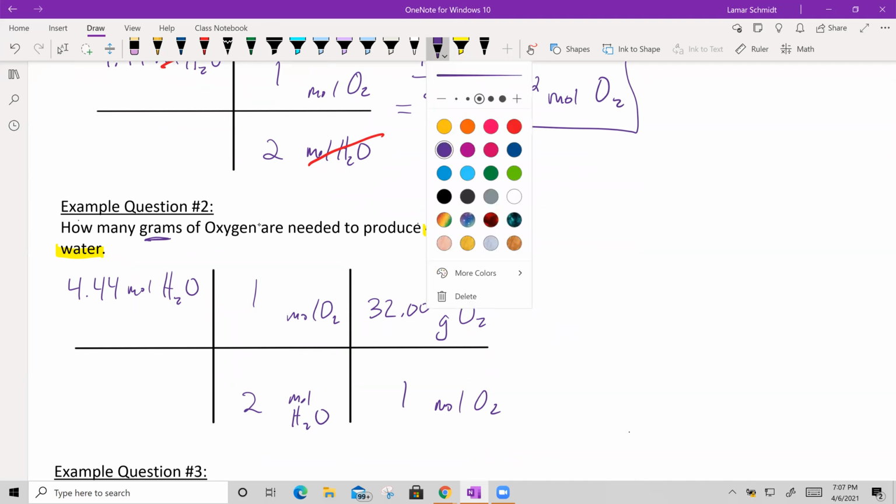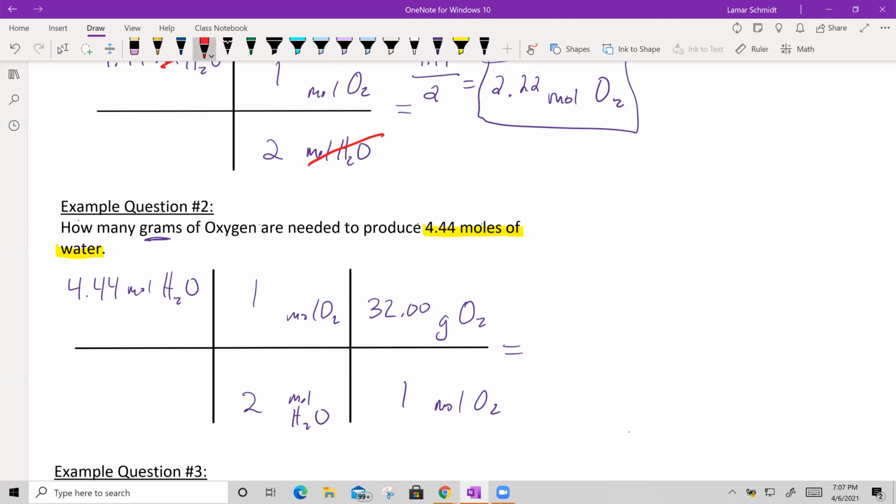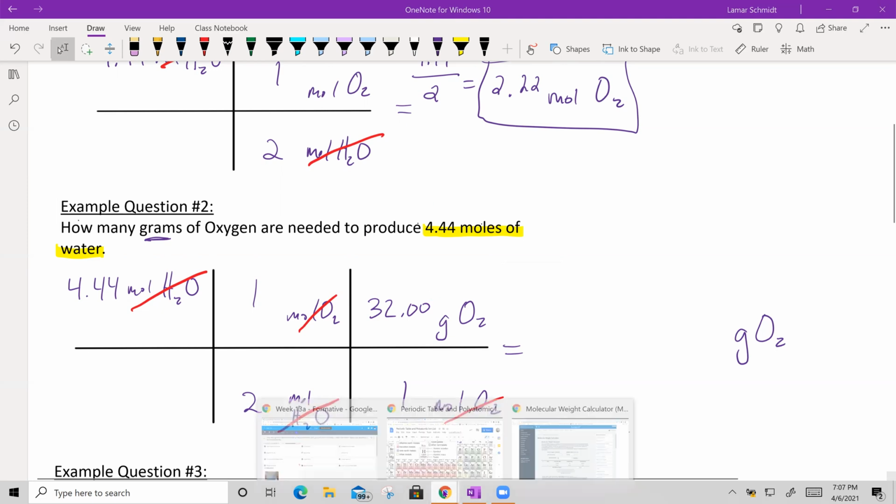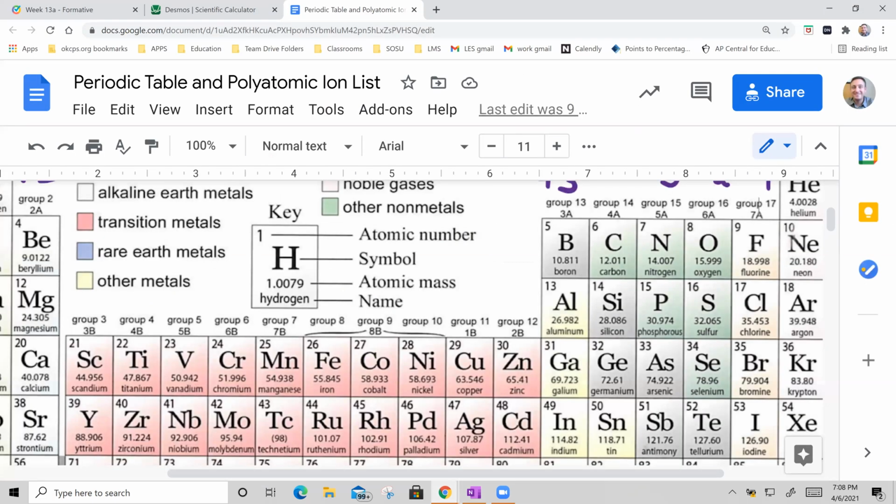So we are now going to cancel some units. And so we see we have moles of water, moles of water, moles of oxygen, moles of oxygen. And now we're left with grams of O2. And that's what we're looking for. And so let's take care of the numbers now. The numbers tell us that we have 4.44 times 1 times 32. So we would put in our calculator, 4.44 times 1 times 32. Now, I would never suggest you putting times 1 in your calculator, as it is a big waste of time.